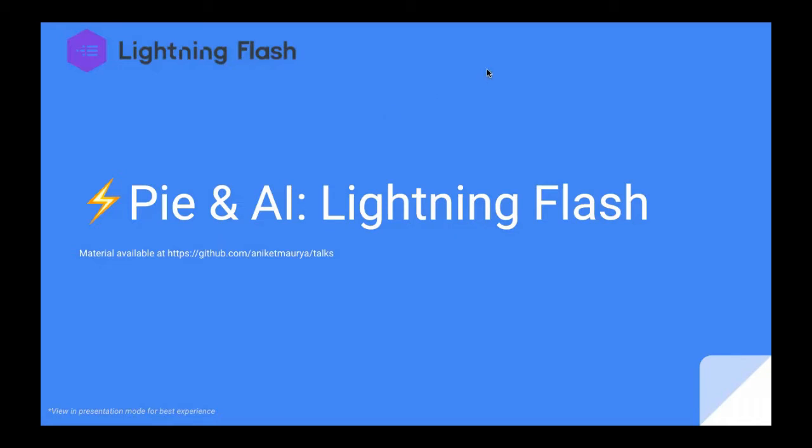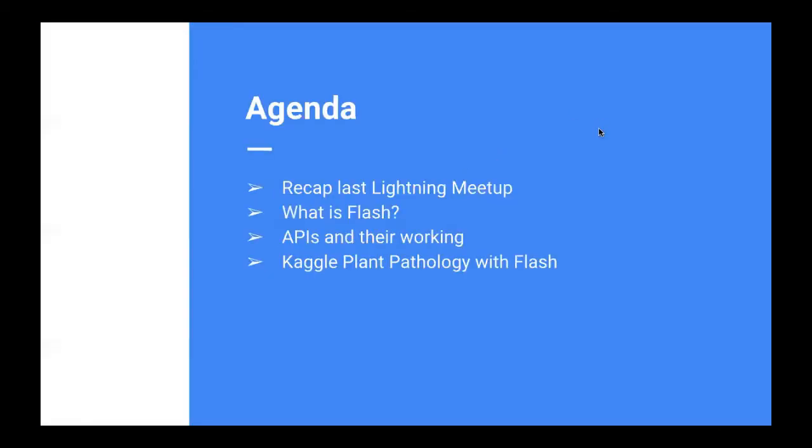I will first give you a brief introduction to what we talked about in the last Pi and AI meetup. Basically, I will walk you through PyTorch Lightning and the structure of PyTorch Lightning. Then I will talk about what Flash is and how the APIs of Flash work. After that, I will show you a Kaggle plant pathology competition, and I will try to solve it with Flash. So let's get started.